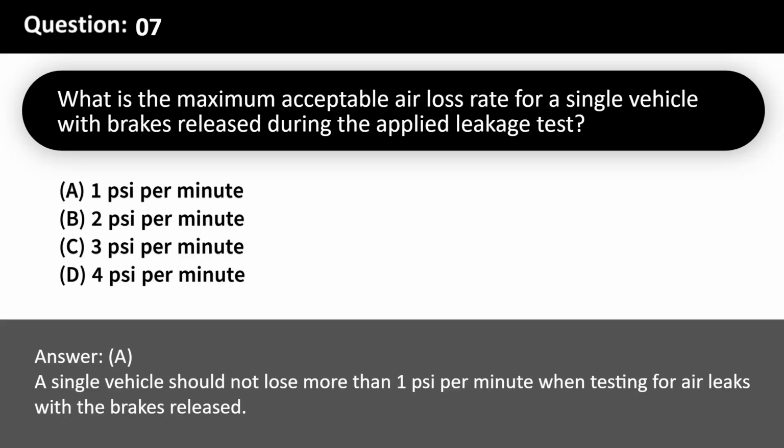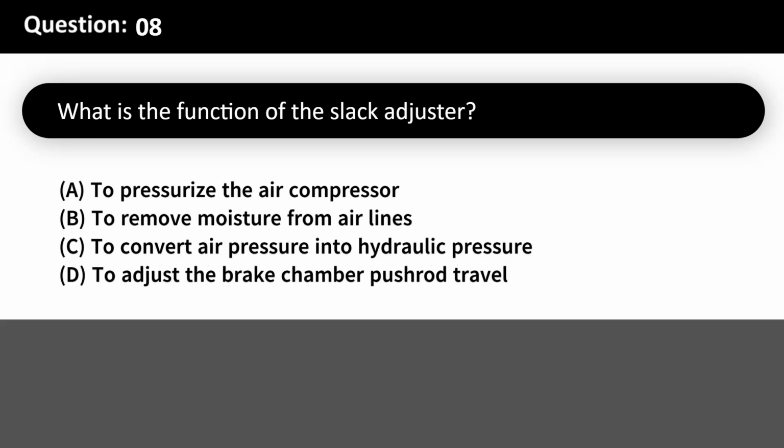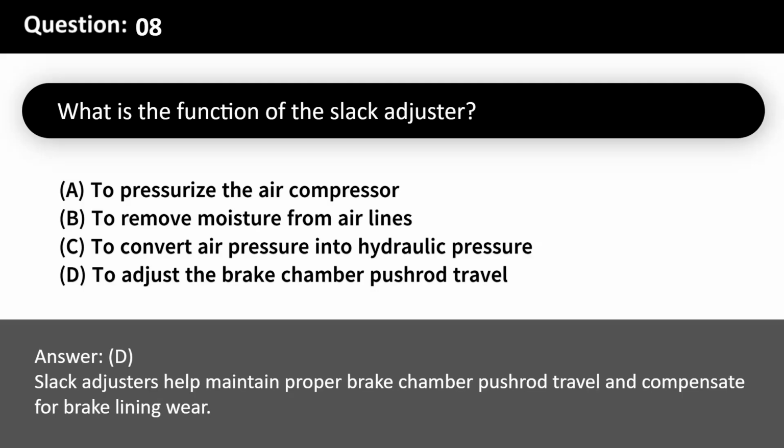the brakes released. What is the function of the slack adjuster? A. To pressurize the air compressor. B. To remove moisture from air lines. C. To convert air pressure into hydraulic pressure. D. To adjust the brake chamber pushrod travel. Answer D. Slack adjusters help maintain proper brake chamber pushrod travel and compensate for brake lining wear.